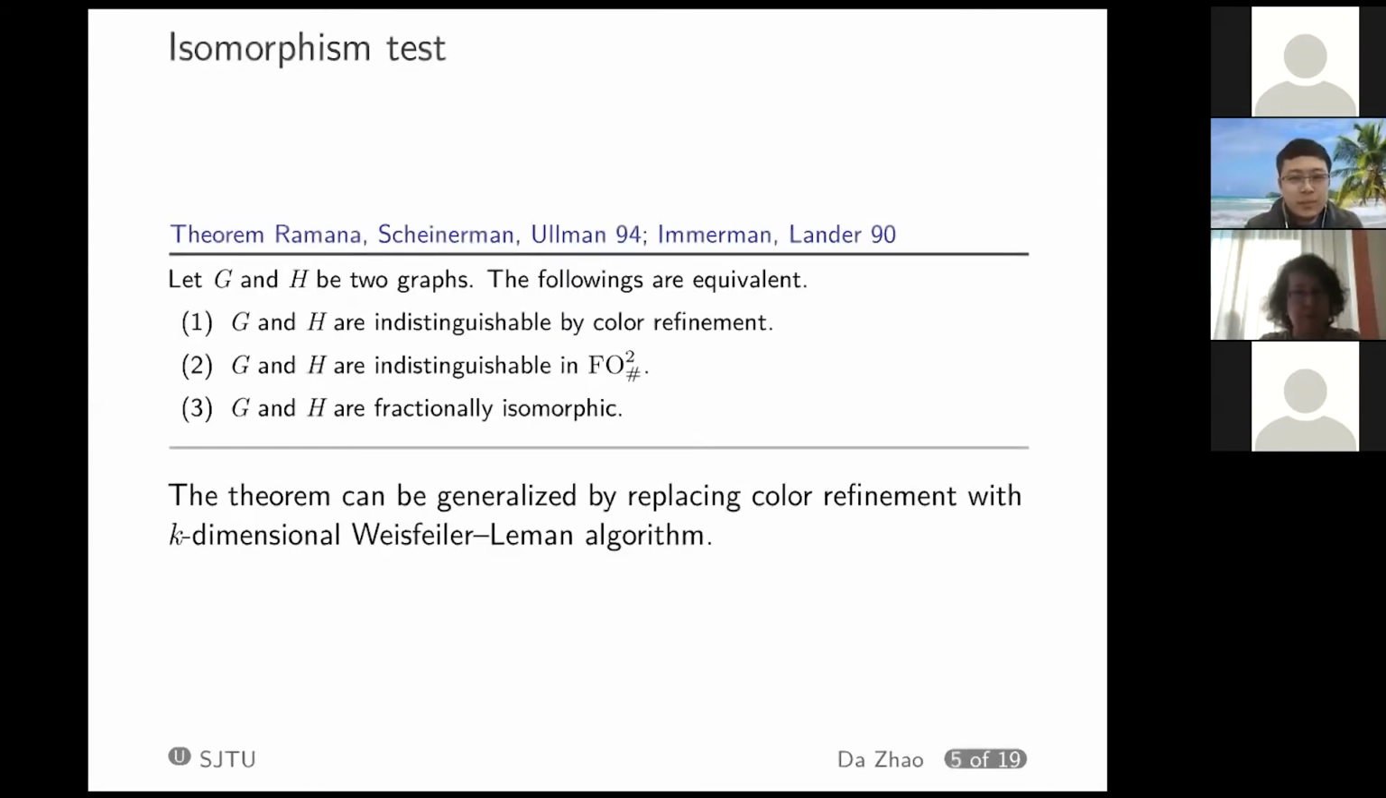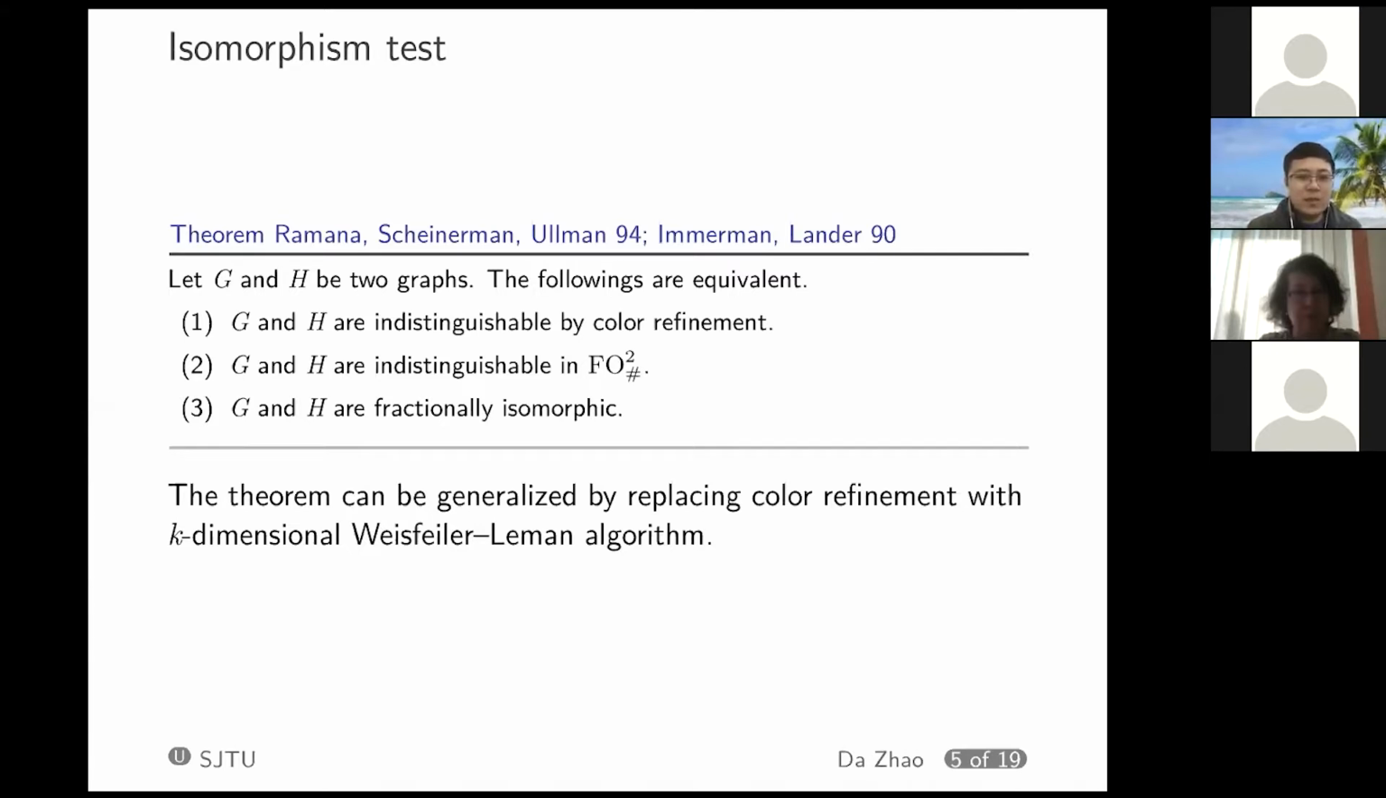Okay, concerning color refinement, there are some equivalent characterizations. Here we will mention two of them. One is related to logic, and the other is related to linear programming. If two graphs G and H are indistinguishable by color refinement, it is equivalent to say that they are indistinguishable in the logic FO-2, a two-variable logic with counting quantifiers. We will talk about it in the next slide. Another way to say it is that these two graphs are fractionally isomorphic. We'll also tell what this means in the next two slides.